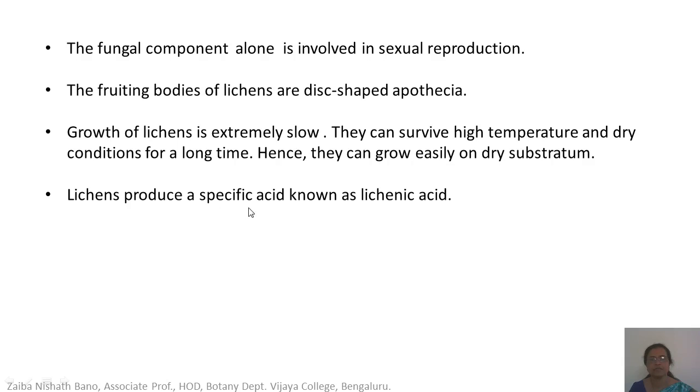Now these lichens produce a specific acid which is known as lichenic acid, and you must have already heard that these lichens are the pioneers of vegetation. They are the pioneers of vegetation because with the help of this lichenic acid, they are able to grow on barren rocks.